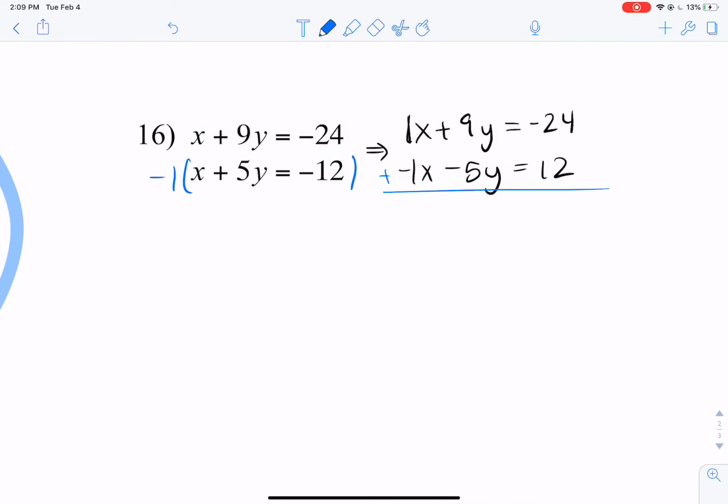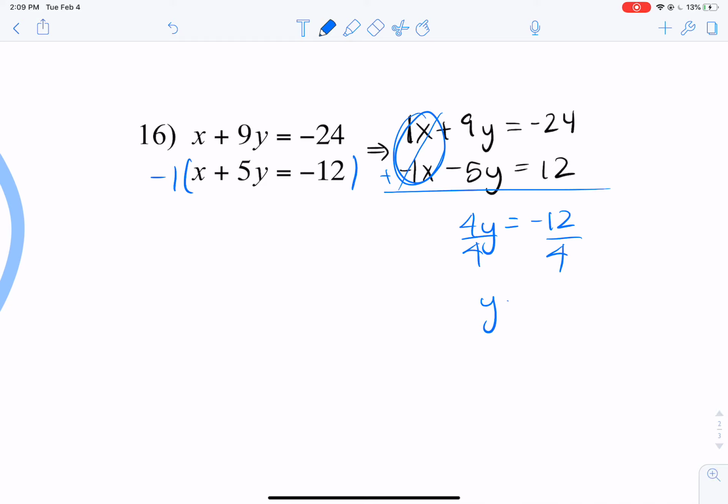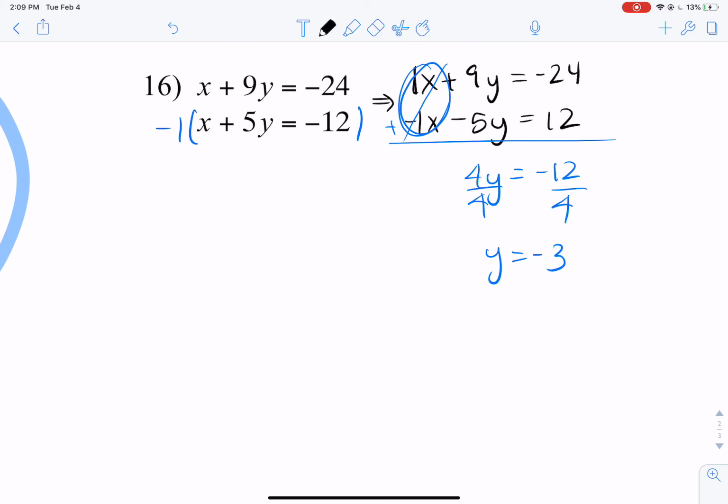So when I add, this becomes 0. This becomes 4y, and this becomes negative 12. So dividing by 4, the value of y is negative 3. Now for the x value, we have 1x plus 9y is equal to negative 24. I'm picking again the top equation. I'm picking this equation right there. And I'm going to replace the y value with negative 3.